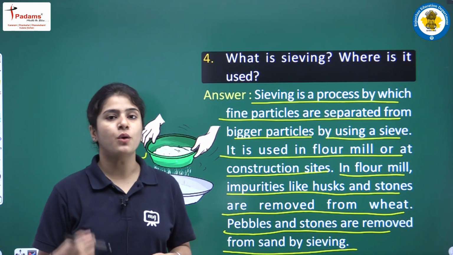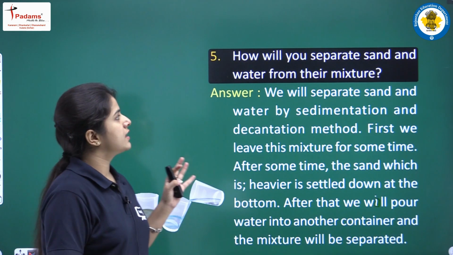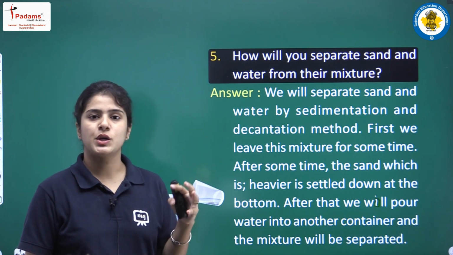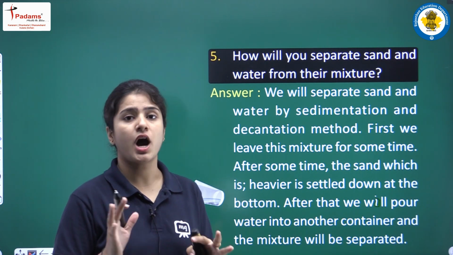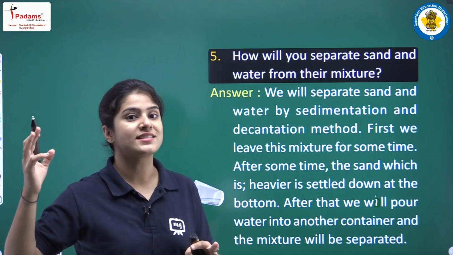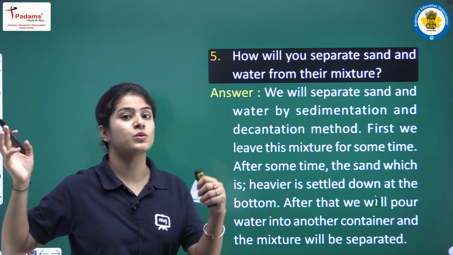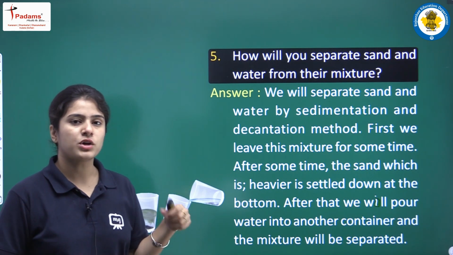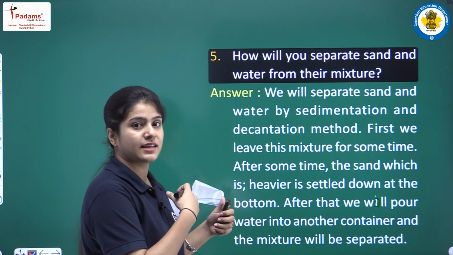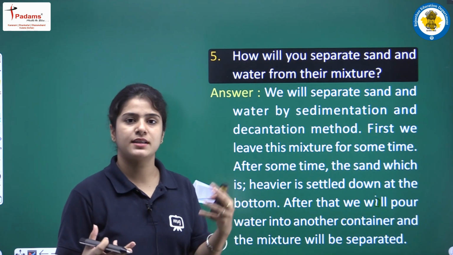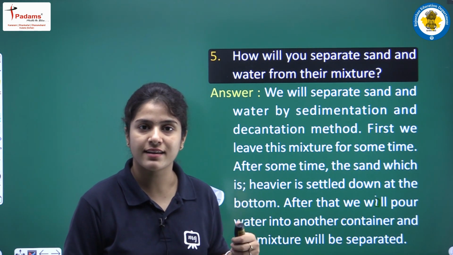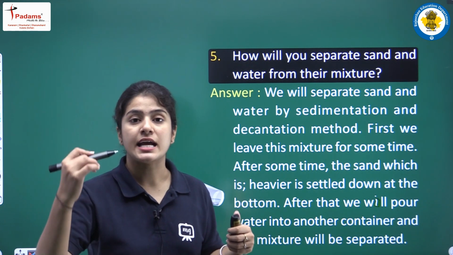Alright students, the next question: how will you separate sand and water from their mixture? You have a mixture of sand and water. How will you separate that? Just go to the last class that we discussed. I have just told you a similar example. What was the process by which we separated the muddy water, that is water and sand? Just go to your last class, rewind it well. What was that? It was decantation.